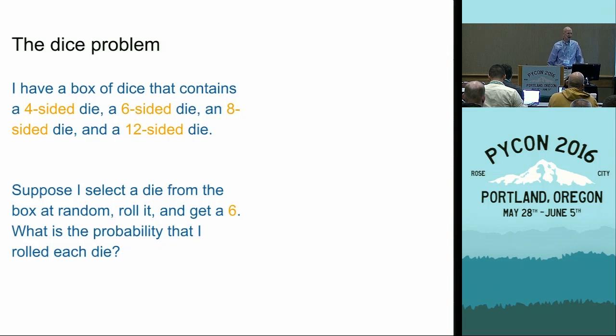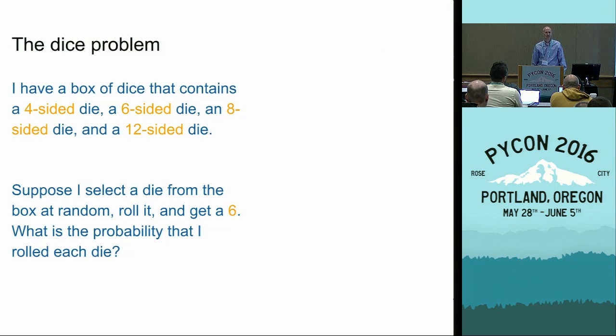So let me propose the dice problem. Suppose that I have a box of dice back here, and it contains a 4-sided die, a 6-sided die, an 8-sided die, and a 12-sided die. And I reach in there and I pick one at random, and so let's assume that I pick one with equal probability. So 4 dice, I pick one of them with probability 1/4. I roll the die, but I don't let you see which die I rolled. But I tell you that I got a 6. And then I ask you, which die do you think I rolled?